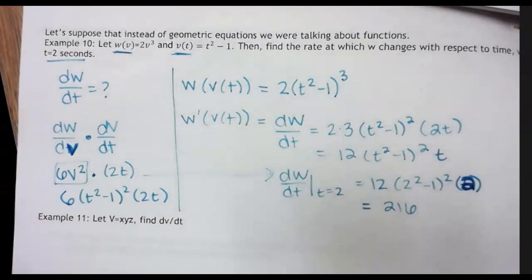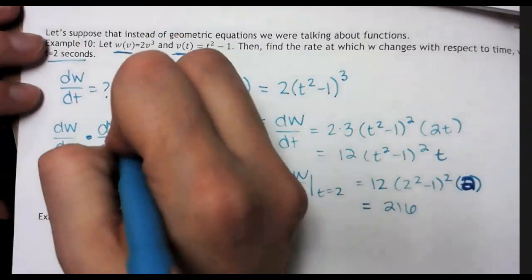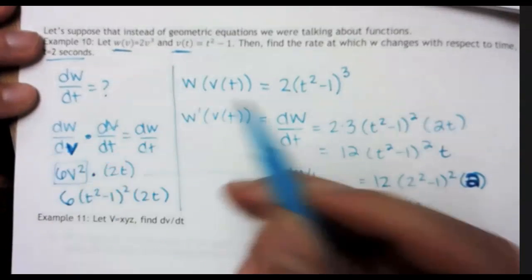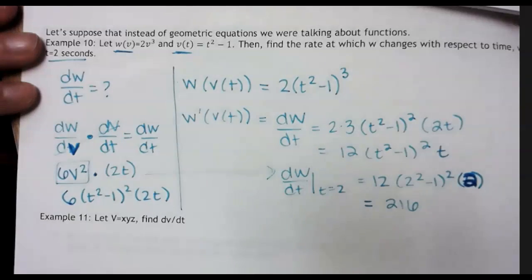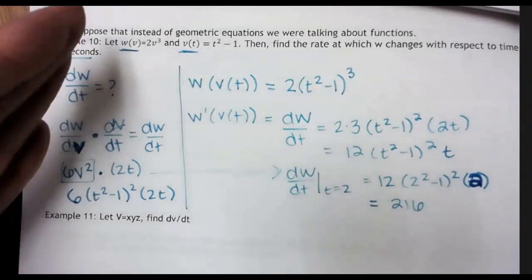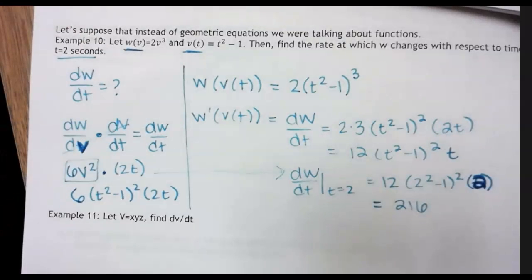So again, there's two ways you could look at this, and the reason that this is equal to dw dt is because the dv's would cancel. So again, you could do function composition or related rates, and that's a nice culminating aspect of this unit.